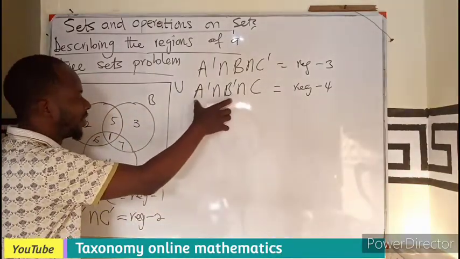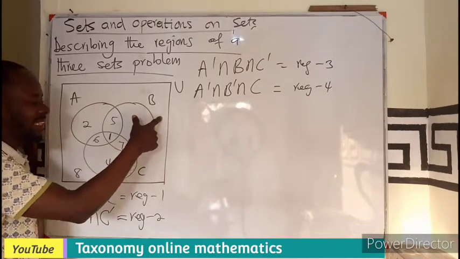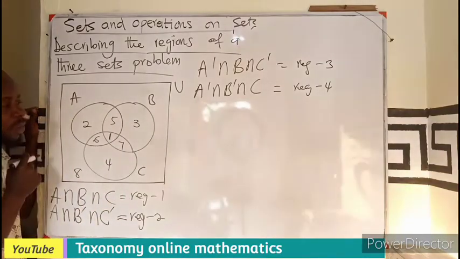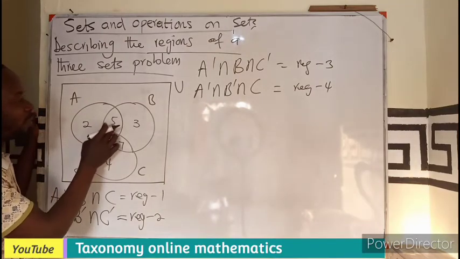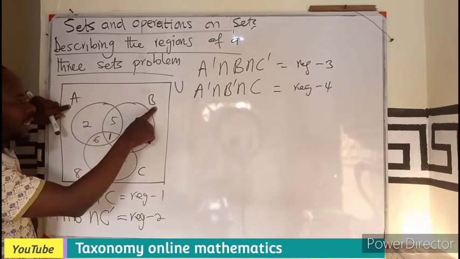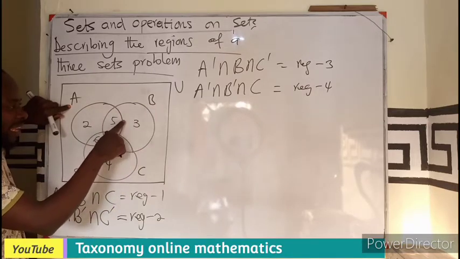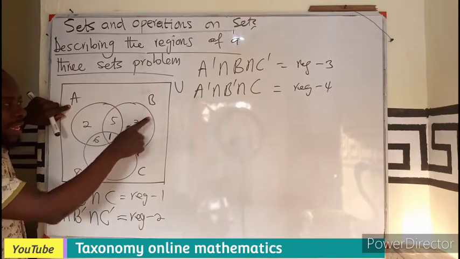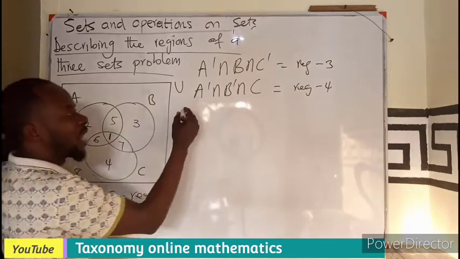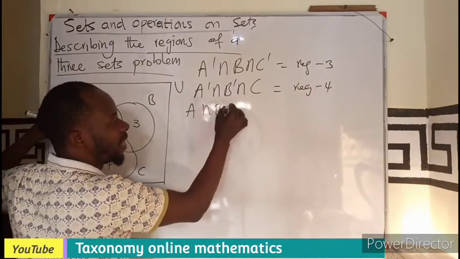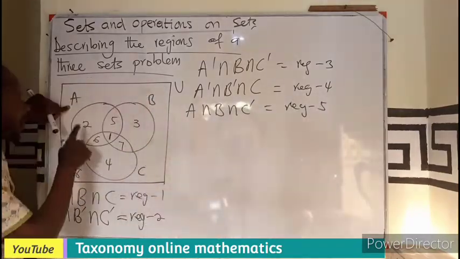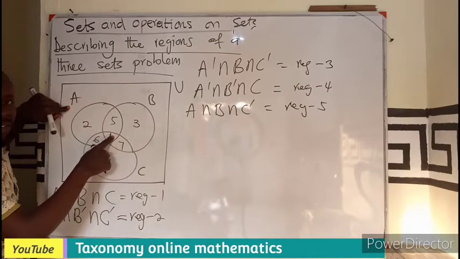So it means that the complement of A and B intersect with the set C at the region 4. Let's take region 5. How do we explain that? That is going to be A intersection B. But the A intersection B consists of 5 and 1. In this case, we are referring to only 5, meaning C is not having intersection with that. So that becomes A intersection B intersection C complement.